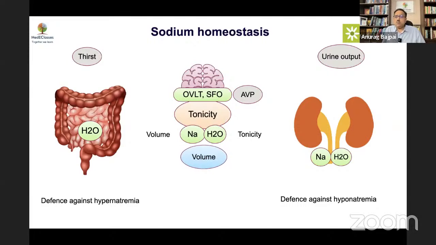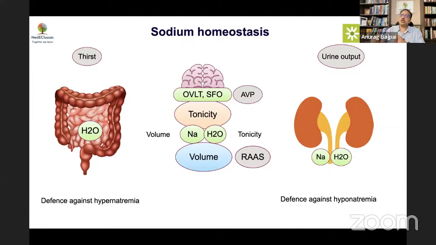Now, if your volume goes down, the major regulator of volume is actually sodium. Now, this is also interesting. So your volume status is not to do with free water, but with sodium. If your volume goes down, the renin, angiotensin, aldosterone system starts to get activated. And what it does basically is conserve sodium. But while it is conserving sodium, it is causing a loss of potassium.